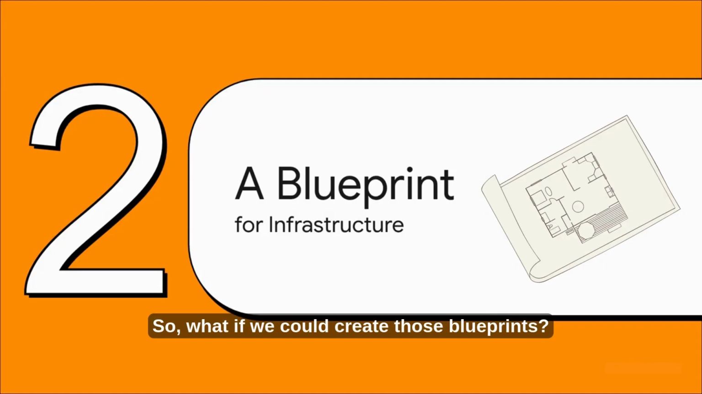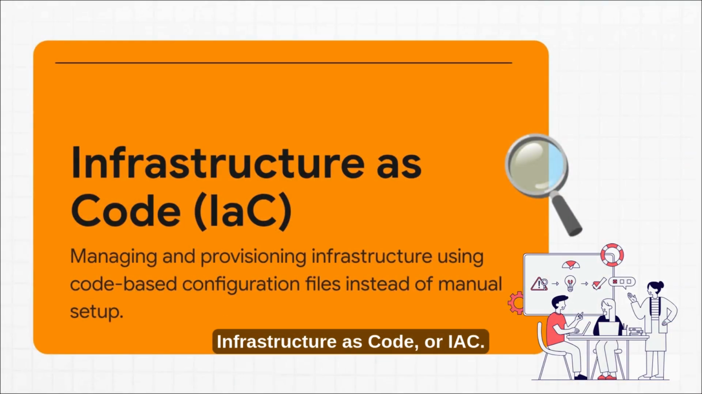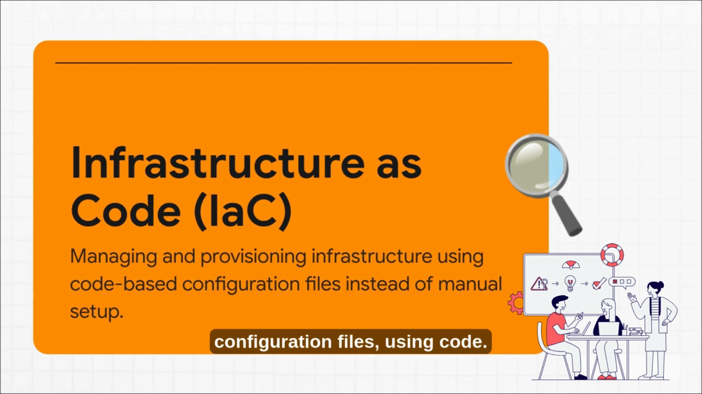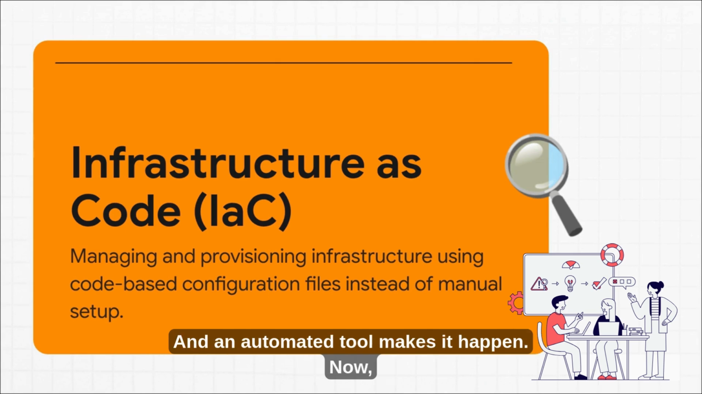So, what if we could create those blueprints? What if we could start treating our infrastructure, all our servers, our databases, our networks, the exact same way we treat our application code? That is the big idea, the fundamental shift in thinking we're diving into. And this idea has a name: Infrastructure as Code, or IaC. The concept is actually really simple, but it's incredibly powerful. You manage and set up your entire tech stack using configuration files, using code. So instead of clicking buttons in a UI, you just write down what you want the end result to be, and an automated tool makes it happen.